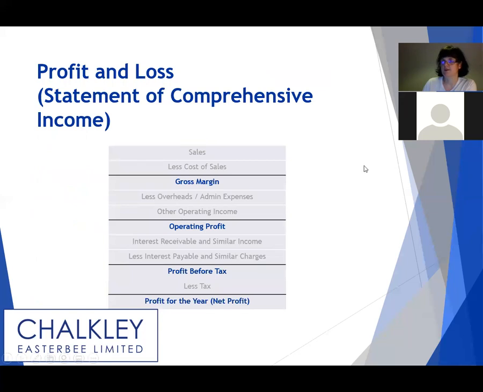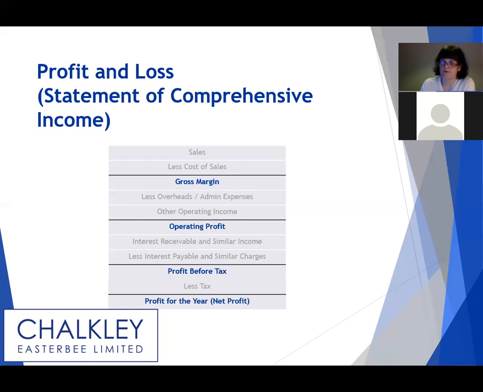Moving on to your profit and loss statement, which is now sometimes known as your statement of comprehensive income. You have your sales at the top, less your cost of sales. Cost of sales is the cost of directly producing goods or services. So if you're manufacturing something, it would be the design costs associated with that manufacture, the actual production and delivery, but not the cost of the admin assistant running your payroll. So the difference between your sales and cost of sales gives you your gross margin.